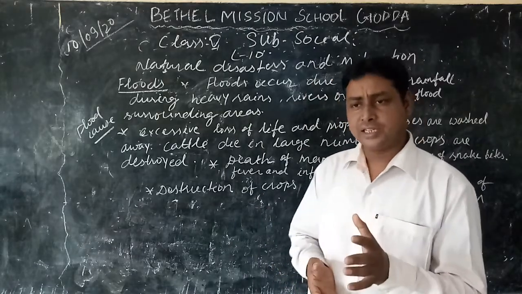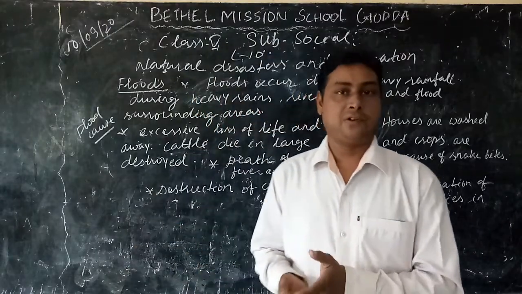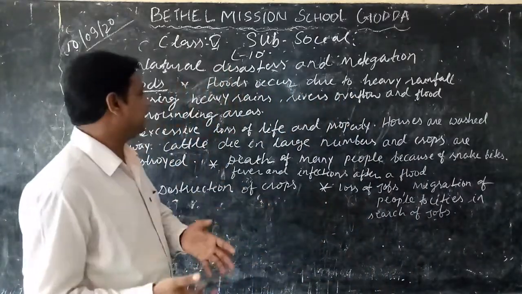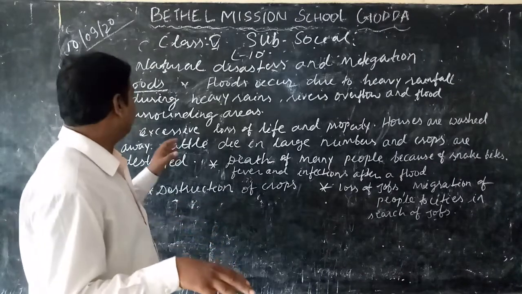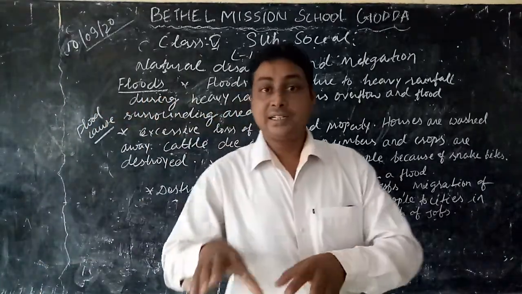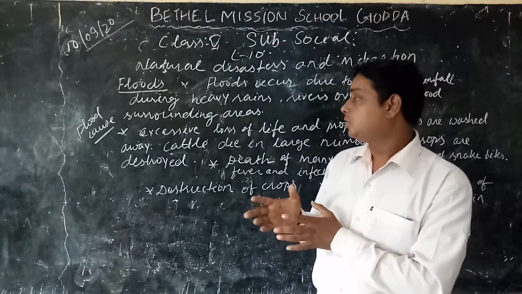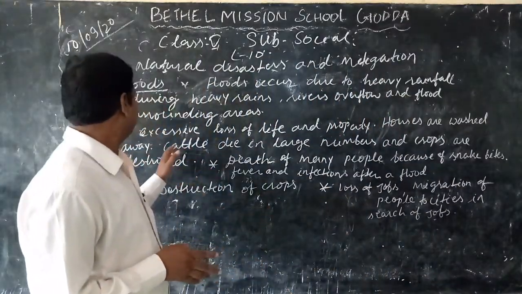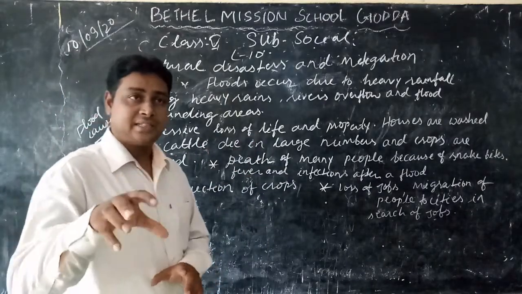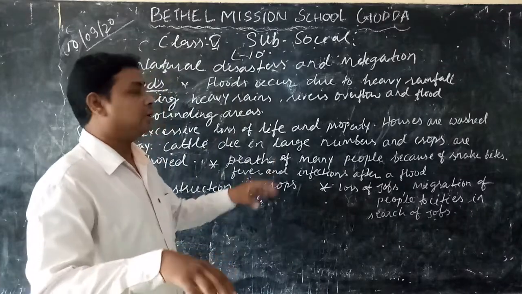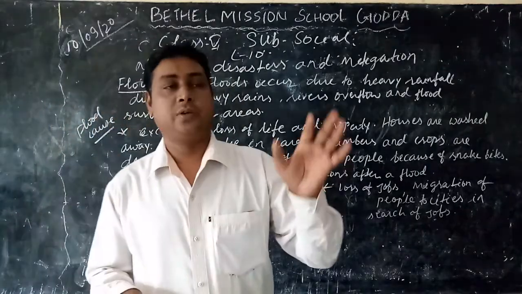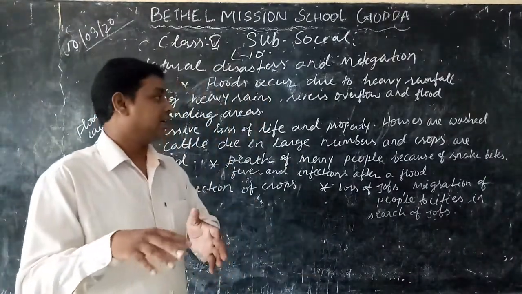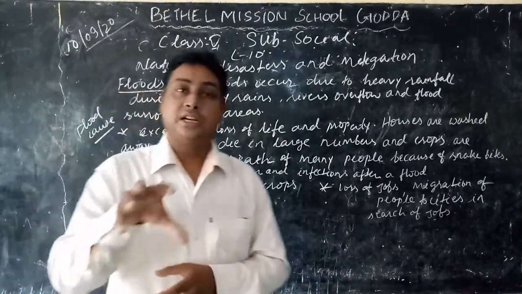Dear students, generally floods occur when there is heavy rainfall. During heavy rain, the river overflows and floods surrounding areas. And it causes great damage to our earth. The first point is that due to heavy rainfall or flood, there is excessive loss of life and property. During flood, houses and trees are washed away from that area. A large number of cattle also die, and crops are destroyed during the flood.